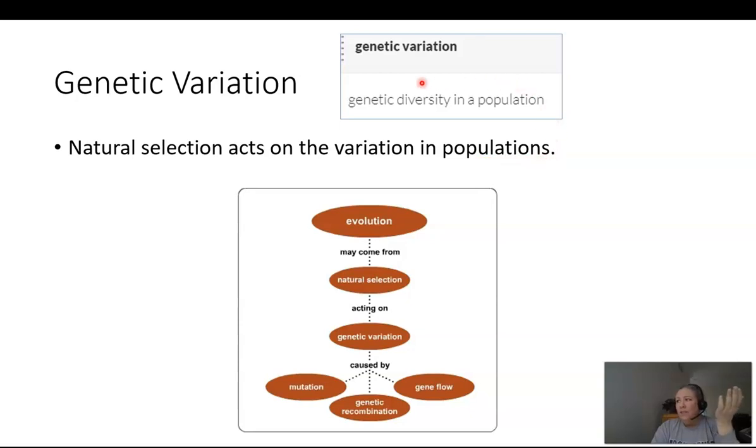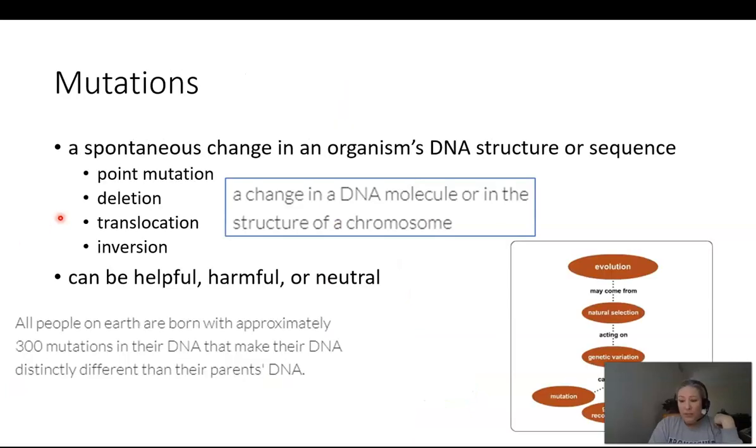So what exactly is genetic variation? It's the diversity in a population, the gene or allele diversity in a population. Evolution comes from natural selection acting on genetic variation, and genetic variation can be caused by mutation, gene flow, and genetic recombination. So we're going to talk about all three of these things. Okay, so mutations first. Remember, natural selection acts on genetic variation. Genetic variation can come from these three things. So let's talk about mutation first.